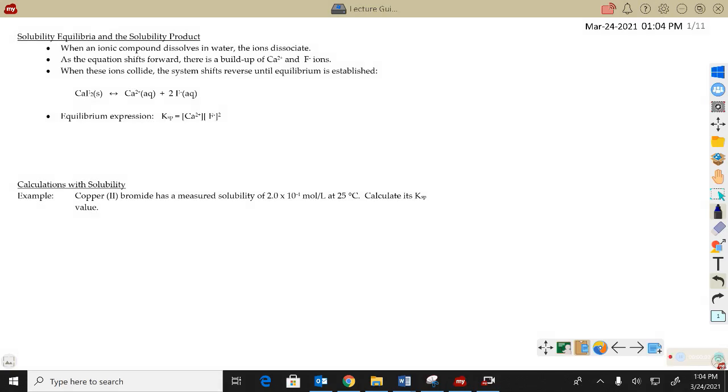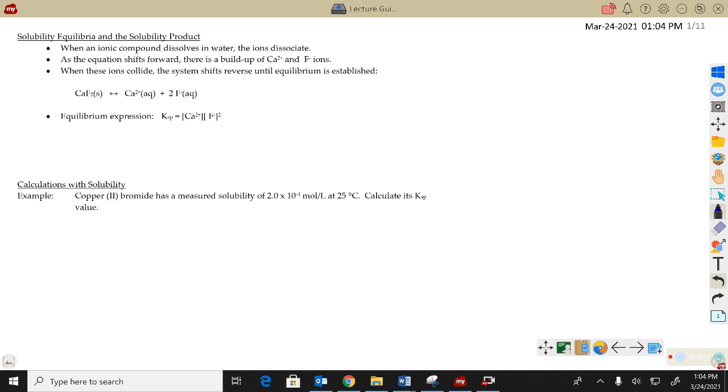Now that we have mastered the art of the equilibrium constant and ICE tables, in this unit and in the upcoming units, all we're going to do is apply that to different types of equations, different types of reactions. Here we're going to look at solubility.